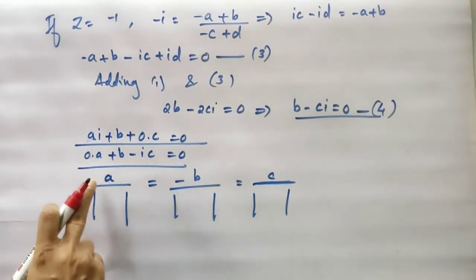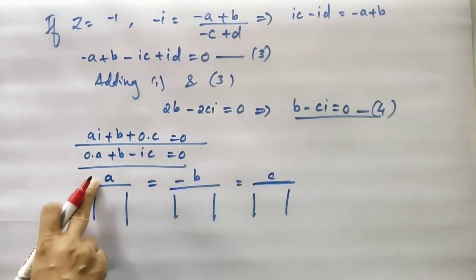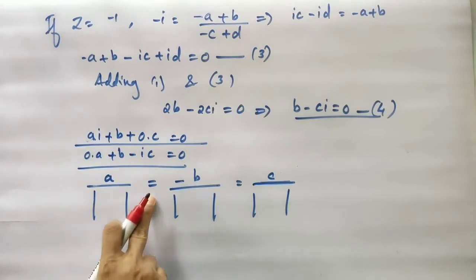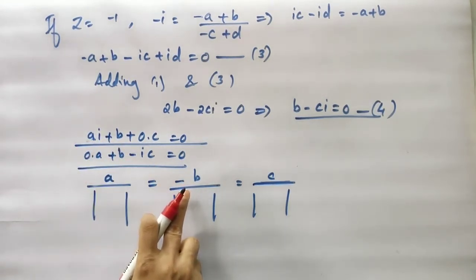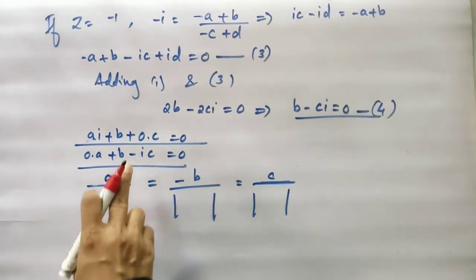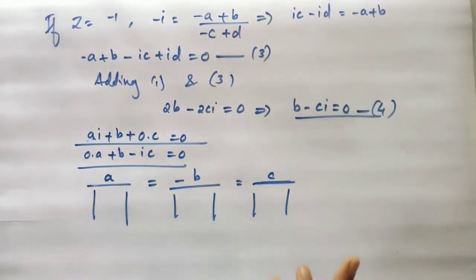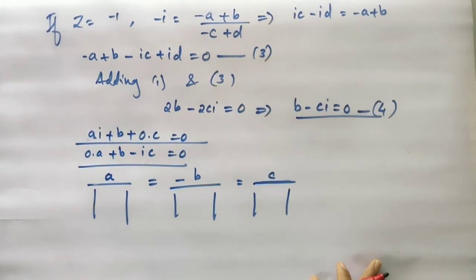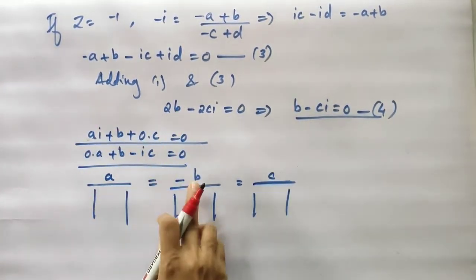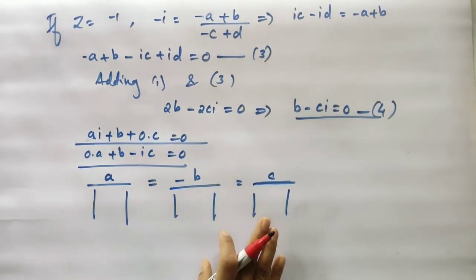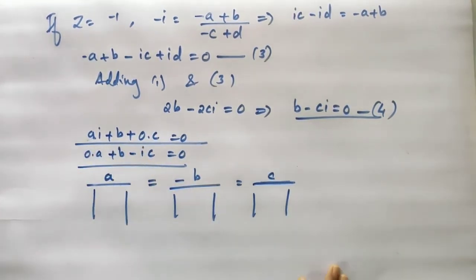What we do, we write first unknown A divided by the determinant is equal to unknown B, we write not B, we write it as minus B, divided by the determinant, is equal to unknown C divided by the determinant. Now if I write B in place of C and C in place of B, then it is minus C divided by the determinant. Always remember that it all depends on the order of the coefficients.